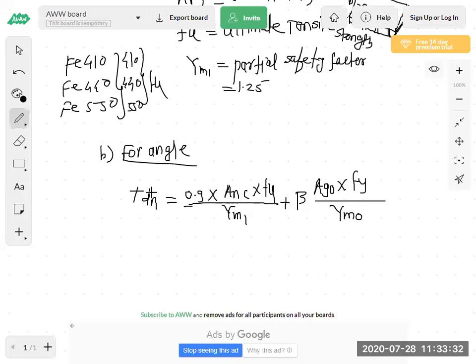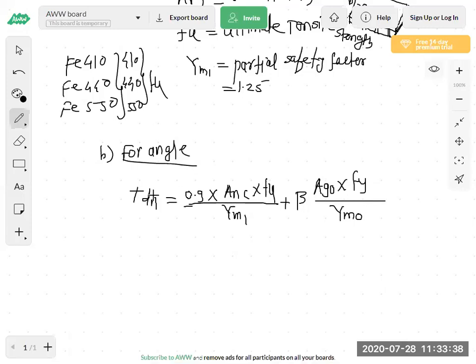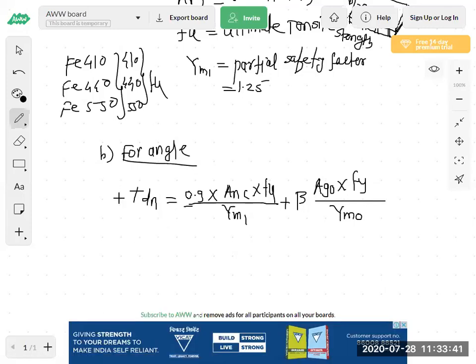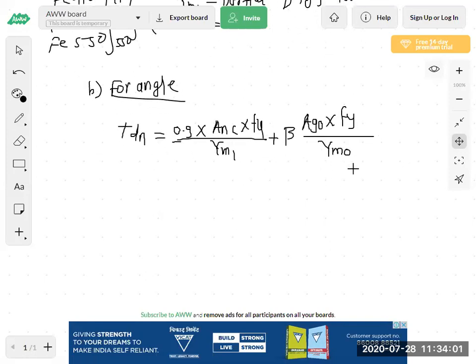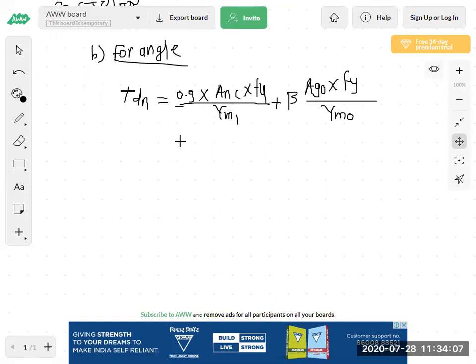Tdn is nothing but design strength due to rupture of critical section or net section. So here this formula is 0.9 into Anc into Fu divided by gamma M1 plus beta into Ago into Fy divided by gamma M naught. So we will see the detail. What is Anc, what is Ago, the unknown factors we will see here. Everyone has written this formula. Now look at here.